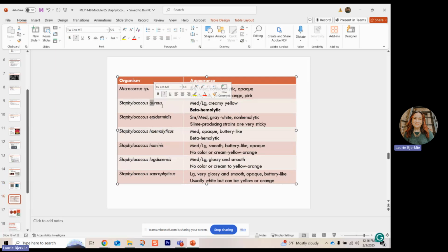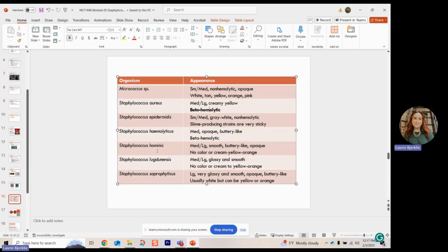And the word aureus itself means golden, something to that effect. So that's why it was named that, because of that yellow hue that it can take on in the colony appearance. So remembering it can be a yellower hue, definitely beta hemolytic. I have it bolded. Staph epi can be small, medium, gray, white, non-hemolytic. So it's gamma hemolytic. Sometimes it can be a little stickier, not always.